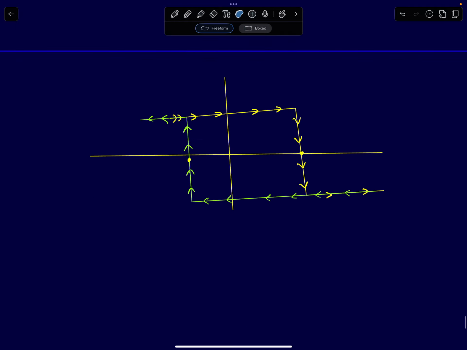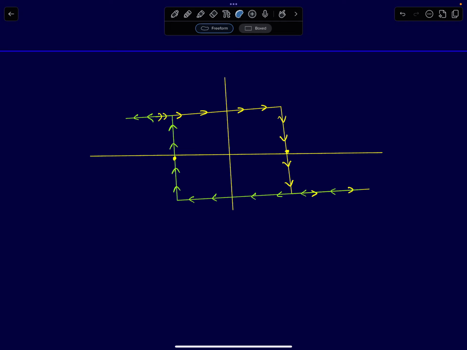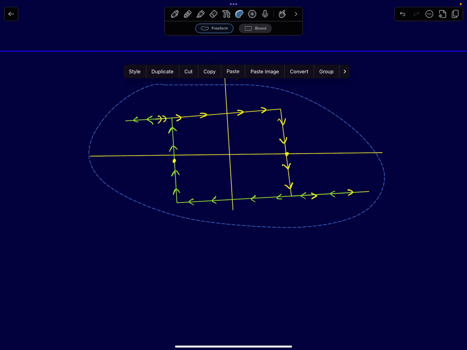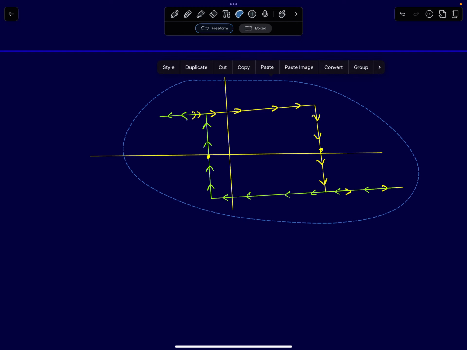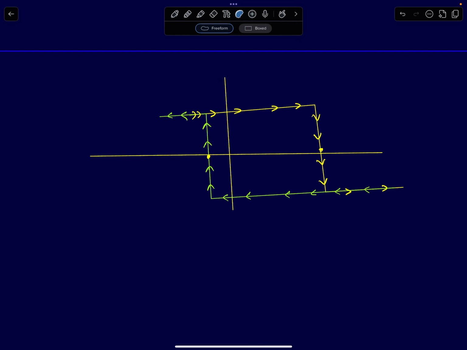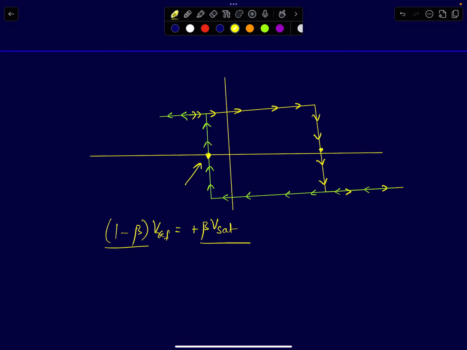So this is an inverting Schmitt trigger. If I start by assuming that this was at minus beta Vsat, and I add a positive Vref, the graph is going to shift in this direction. If I ensure that 1 minus beta times Vref is exactly equal to plus beta times Vsat, then what will happen? The low to high threshold will be equal to 0. I can make the transition happen at 0 volts.